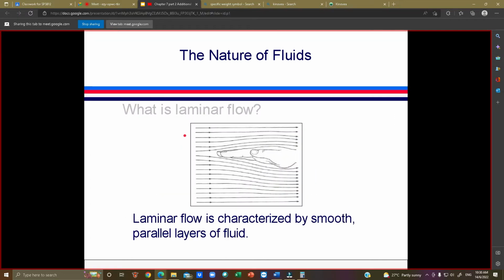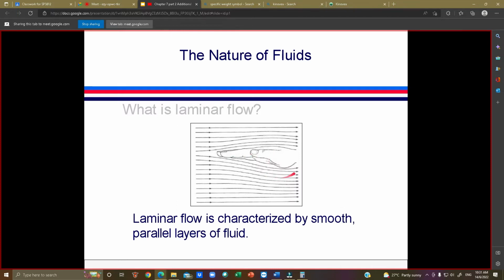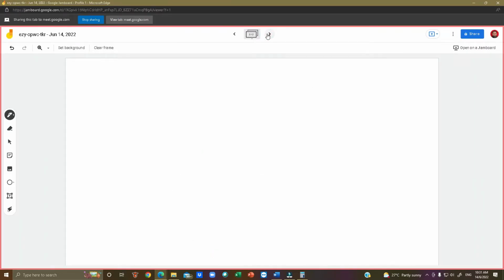Alright. So laminar flow is being characterized by smooth parallel layer of fluid. Ni di chain, while turbulent flow is being characterized by mixing of adjacent fluid layers. Okay, tengok ni, towards the end, the fluid layers being mixed, top and bottom. Yang ini, towards the end, kita tak tahu, dia tak tunjuk. Okay, so concept of laminar and turbulent flow is actually the concept of mixing and parallel fluid layer.